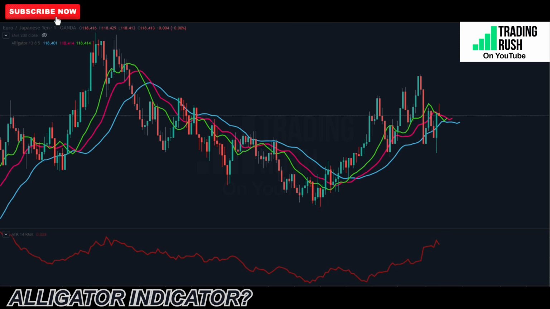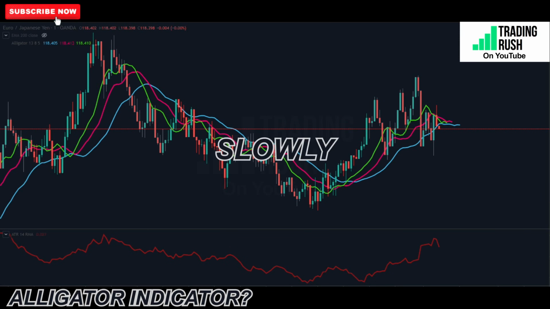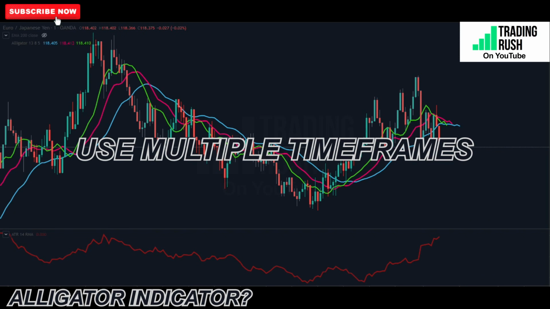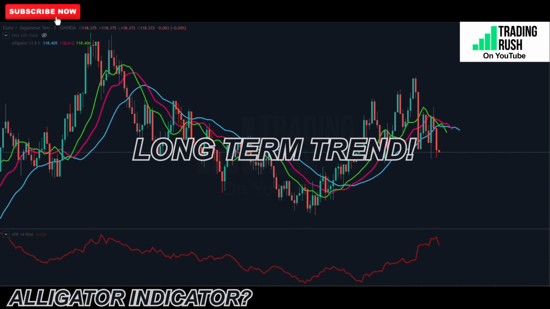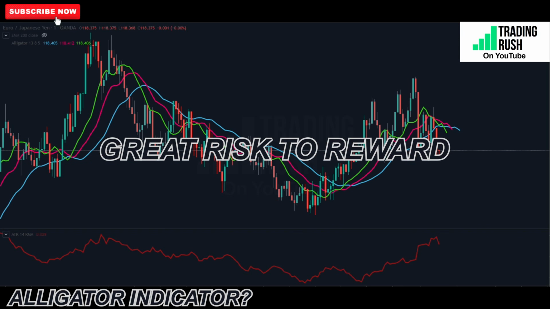Bill Williams' Alligator is a useful tool if you use it the right way. Here are a few things you should note about the Alligator indicator. Alligator indicator is a really laggy indicator, which means it will react to price very slowly. Yes, it is used to identify ranging markets and trending markets. But to increase your chances of winning, you can use multiple time frames to analyze the direction of the trends. As I always say on this channel, take trades in the direction of the long-term trend. Taking trades in the direction of the long-term trend will help you achieve great risk to reward ratios.